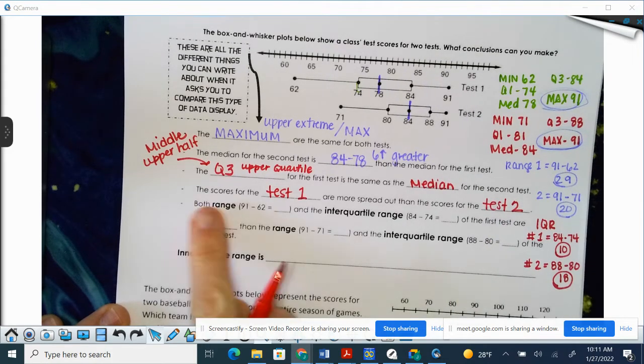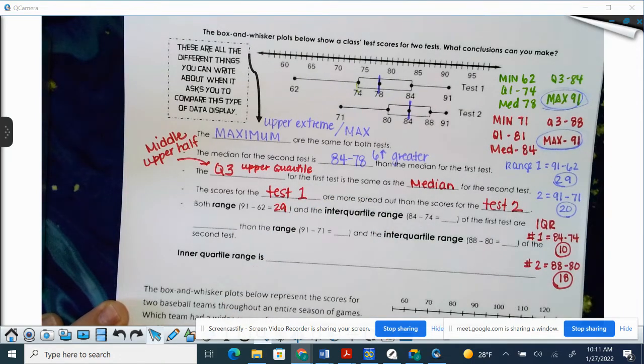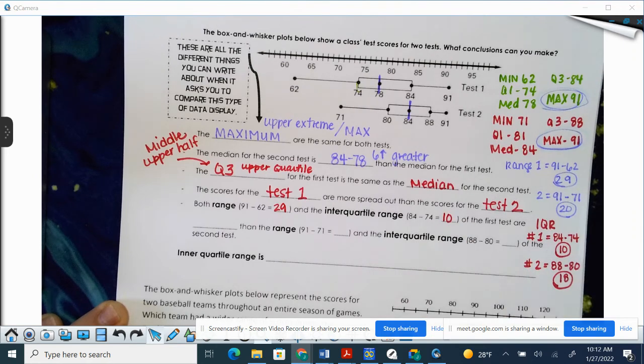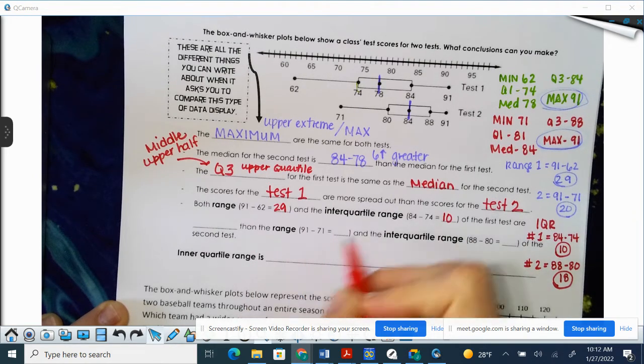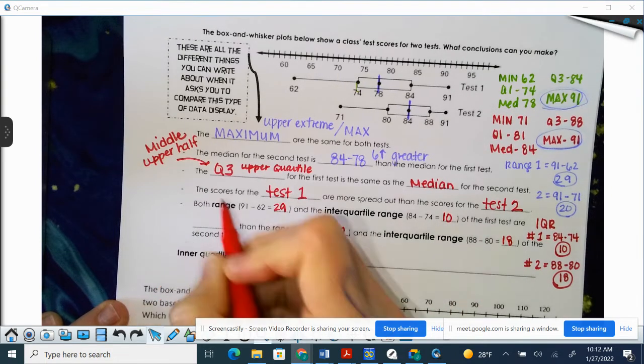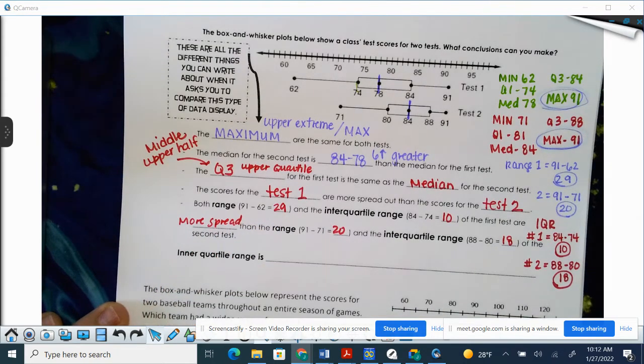So the range, 91 minus 62, if we're filling this in, is 29. Interquartile range for the test is 10. And then the range, 91 to 71, is 20. And the interquartile range again is 18 for the second test. So the tests are more spread out than the range.